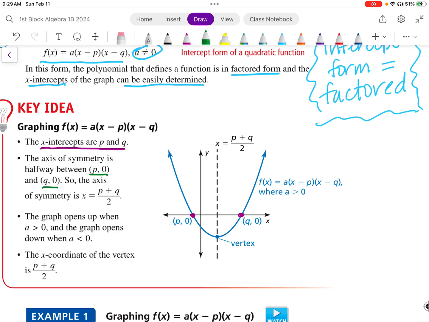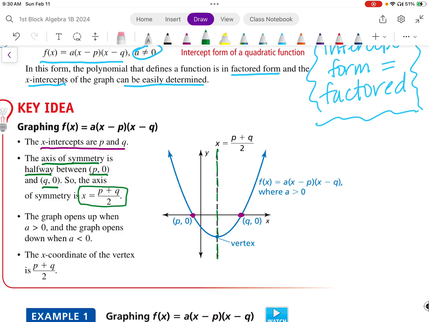Algebraically, we do P plus Q divided by 2. Okay, so that's the axis of symmetry halfway. We're just taking the average. We're adding them, dividing by 2. So that would be our axis of symmetry.